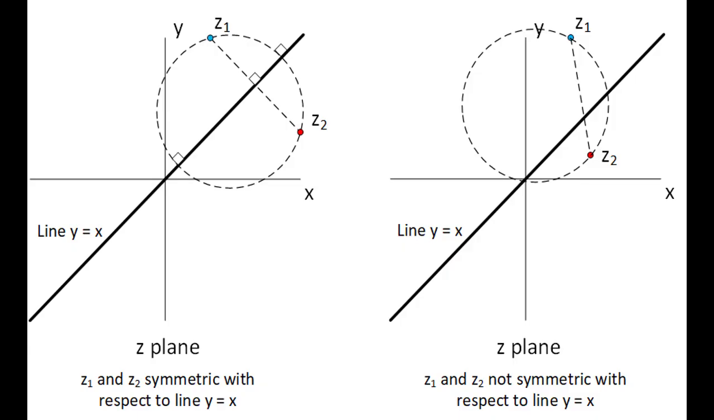In the diagram on the left, the two points z1 and z2 are symmetric with respect to the contour defined by y equals x. Recall from geometry that two points are symmetric to a line if that line is a perpendicular bisector of the line that joins the two points. In addition, any circle that passes through the symmetric points z1 and z2 will also intersect the line perpendicularly. In the diagram on the right, the two points z1 and z2 are not symmetric with respect to the line defined by the equation y equals x.